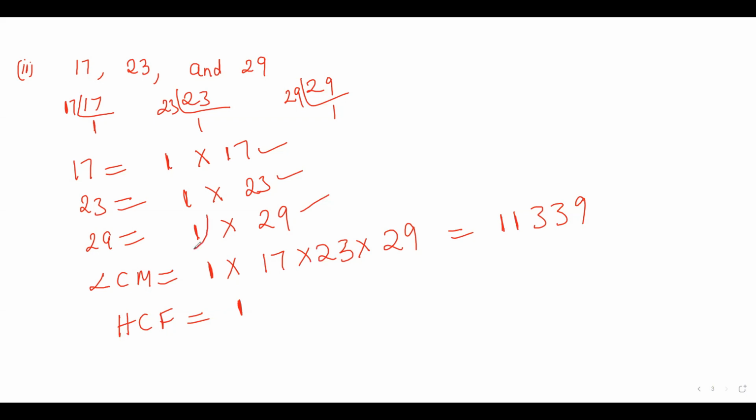Here 1 is the common factor. In HCF, you are not supposed to take uncommon factors. So all these uncommon factors will not be taken in HCF. Out of these ones, smaller one, so all are 1, so you can take any one. So HCF is 1, that's it.